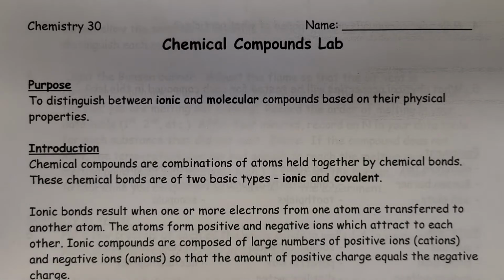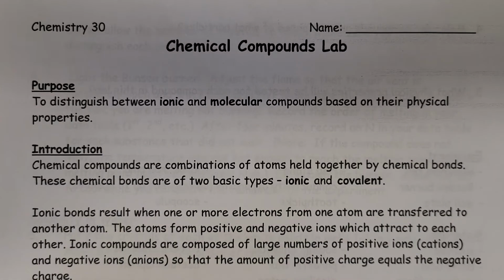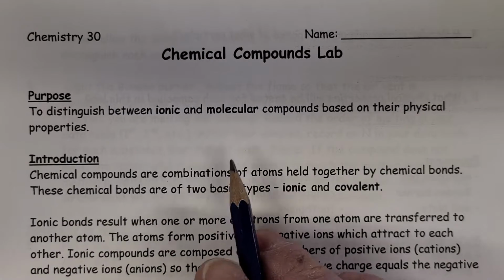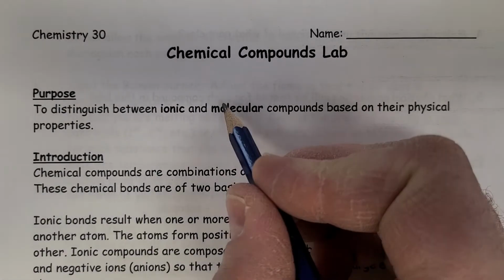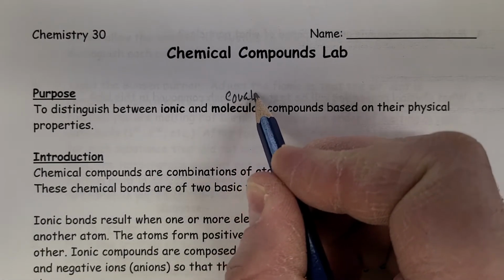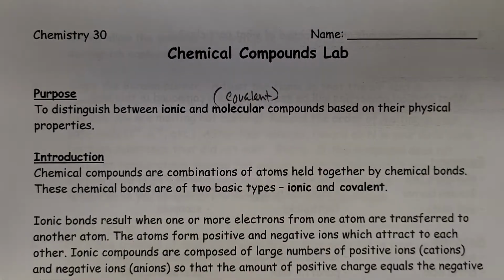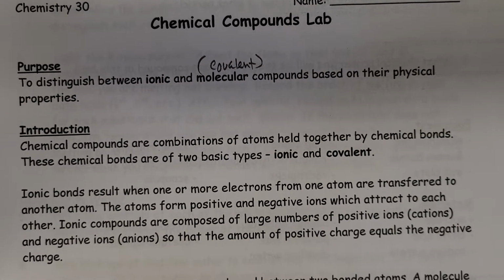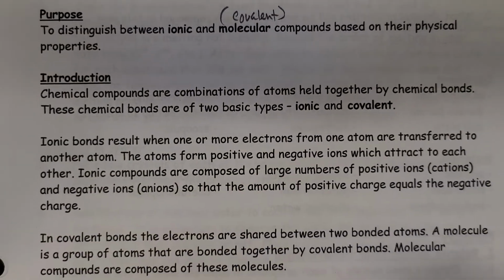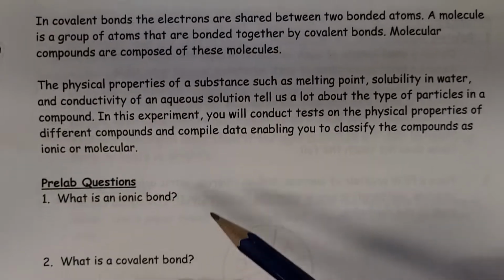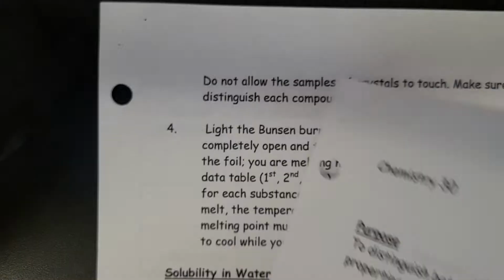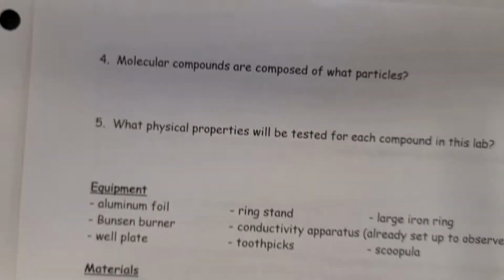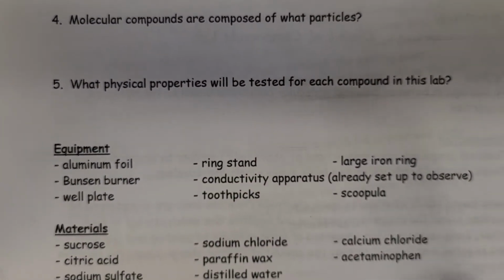Welcome back, Chemistry 30. So this is the MS2 lab entitled Chemical Compounds Lab. Here we're going to distinguish between ionic and molecular, which we may remember as being covalent compounds, based on their physical properties. You'll be able to look through this preamble here, and that'll enable you to answer the pre-lab questions quite easily, I believe. And don't forget, there are a few more on the top of the next page.